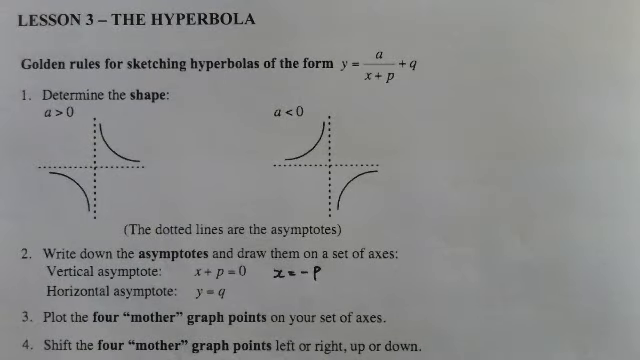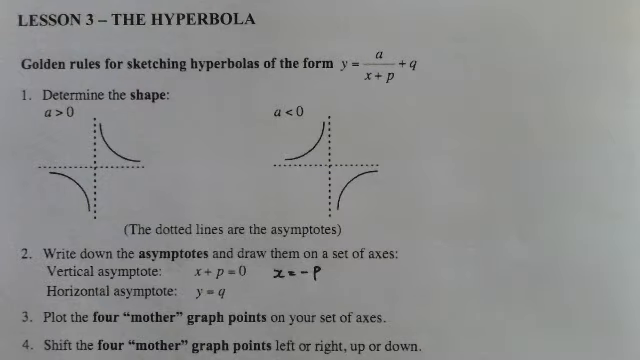So plot the 4 mother graph points on a set of axes. Now, don't worry if you don't understand that for now. We're going to draw a hyperbola and you're going to see what we really mean. And then shift the points left, right, up or down. Okay, so you can do it like that.